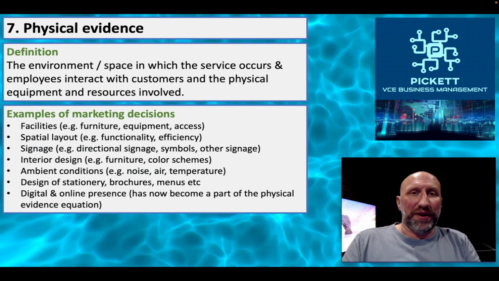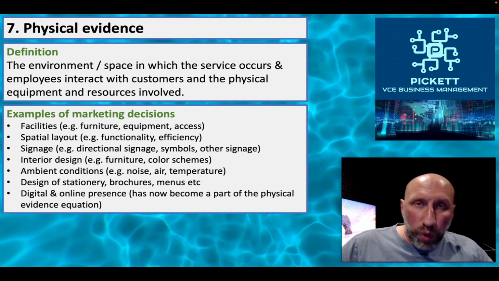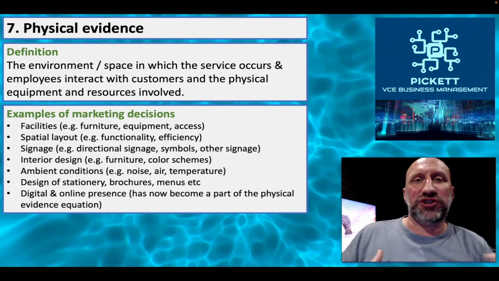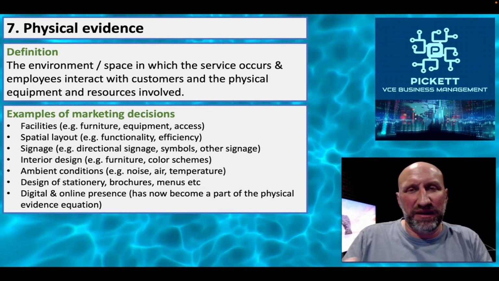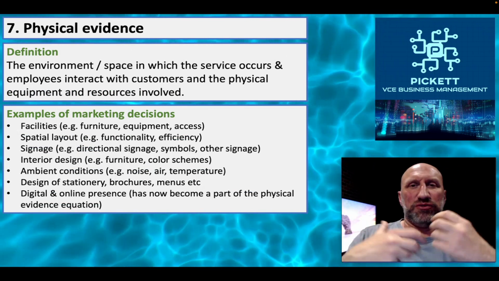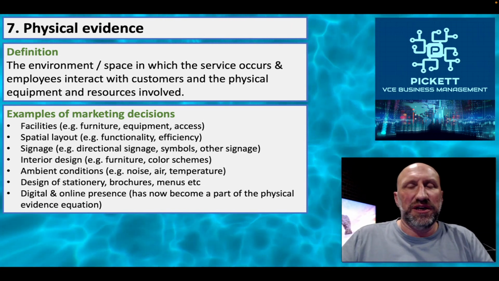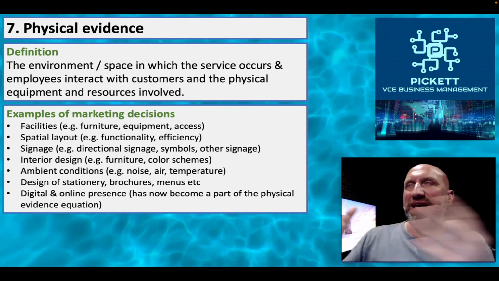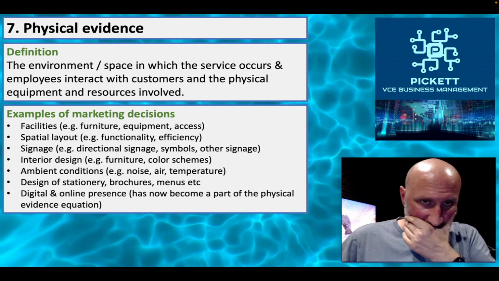Seventh and final one, physical evidence, okay? The 7th P. What we're talking about here is the environment or the space in which the service occurs. This is more about a service, but it can be a retail space. Basically, the physical space in which you as a business interact with your customers. So the physical equipment, the physical layout, the physical environment, the resources, all of that sort of stuff.